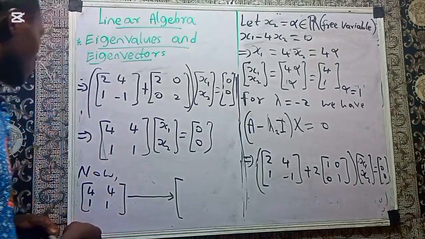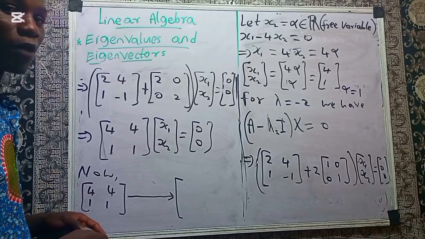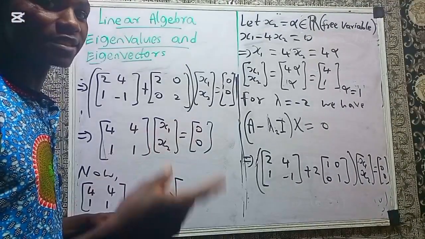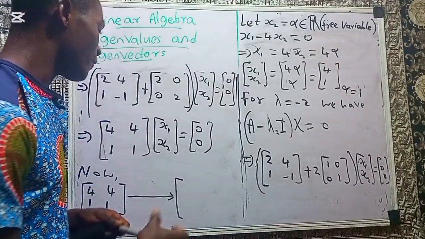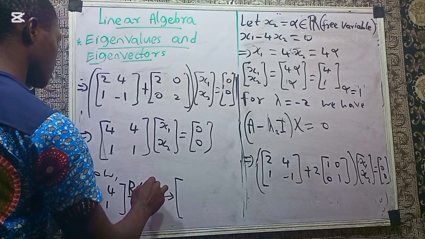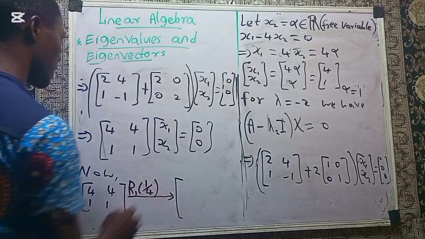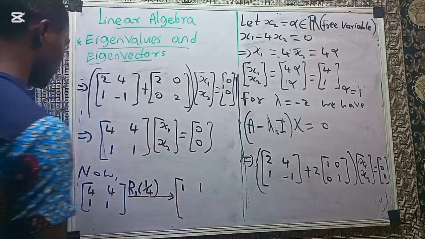Positive 1. So if you come to row 1, the first non-zero number there is 4. So I want to make it to be positive 1. How do I make it to be positive 1? Multiply it by what? The reciprocal of 4. What's the reciprocal of 4? 1/4, right? So I'll have row 1 multiplied by 1/4. Let's do that. If you multiply row 1 by 1/4, you are going to have 1, 1.